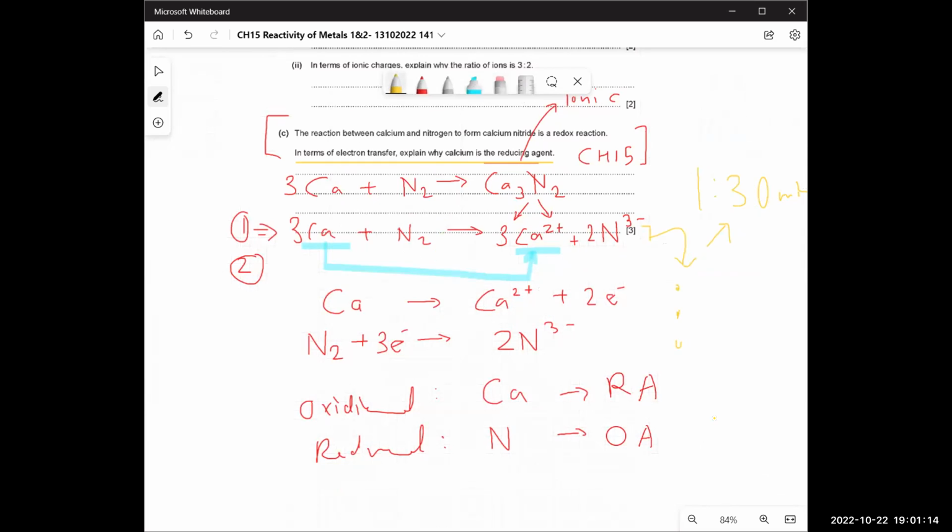Calcium is oxidized, so it's the reducing agent? Yes. And how do you explain it? Because it's gaining two electrons. No, it's not gaining 2 electrons, is it? Calcium, what is calcium doing? Is it gaining electrons or losing electrons? Losing, I mean. Sorry. So we have to write a few things, and we'll write it like this.